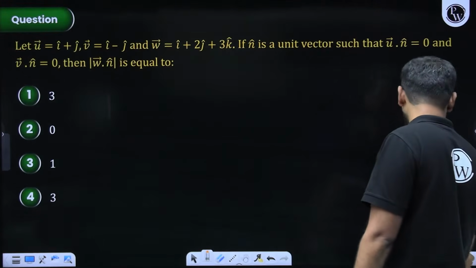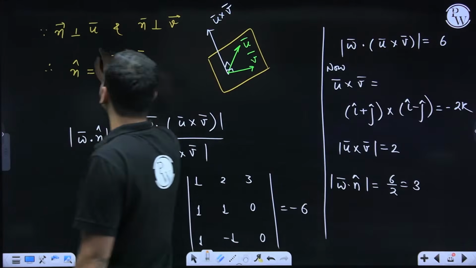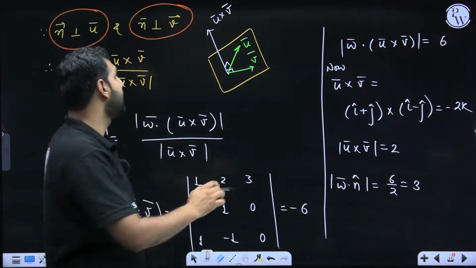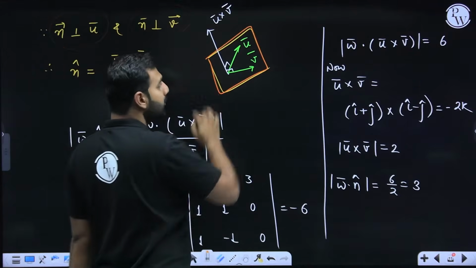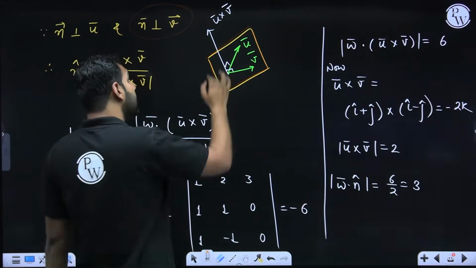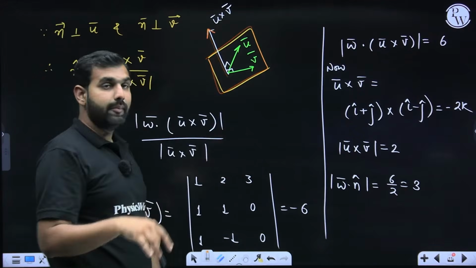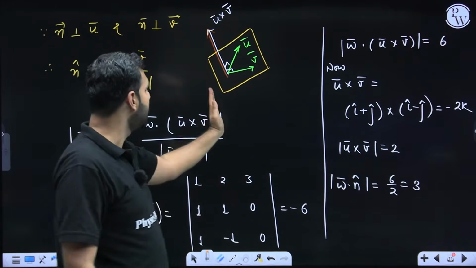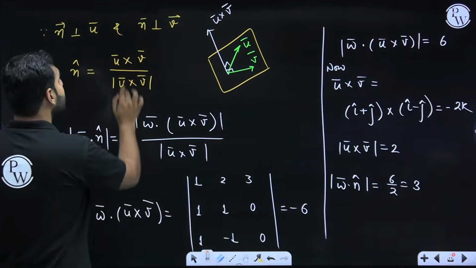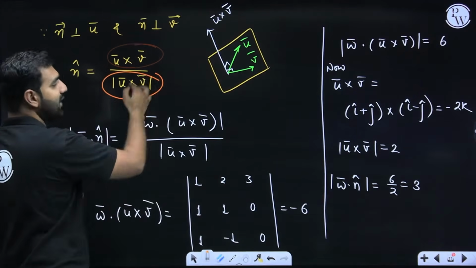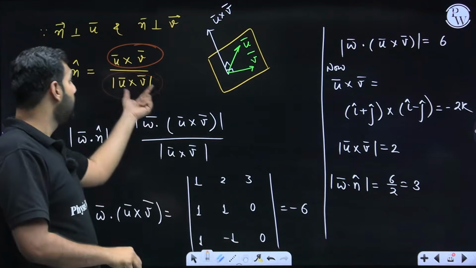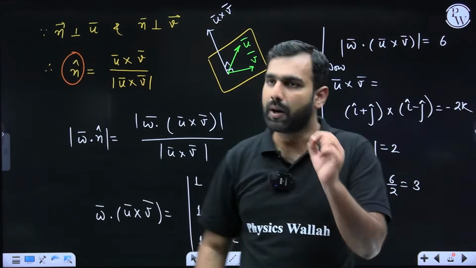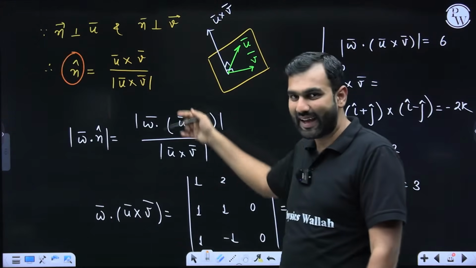First of all, please understand, when somebody says that vector n is perpendicular to U and perpendicular to V, then let's say vectors U and V lie in a plane. The normal vector to that plane will be parallel to U cross V, because that is the normal vector. So if the unit vector of U cross V is found, which is U cross V upon mod of U cross V, that is nothing but n cap, because n cap is a unit vector perpendicular to both vectors U and V. That is how you write it.